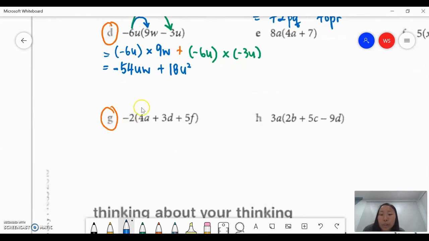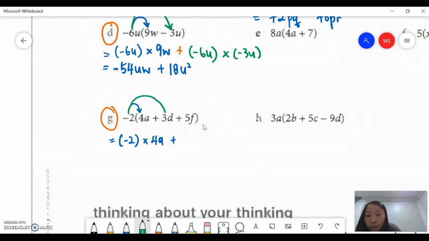Okay, last but not least, last question here. We have negative 2 times 4a plus 3d plus 5f. Always the same thing. You are multiplying your terms on the outside with each and every term on the inside of the bracket. So let's go first with negative 2 times 4a, plus negative 2 times 3d, and then plus negative 2 times 5f.